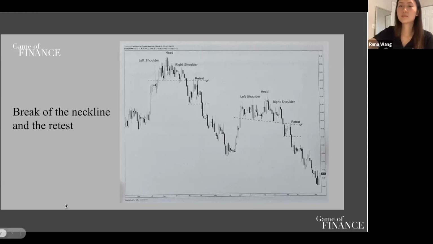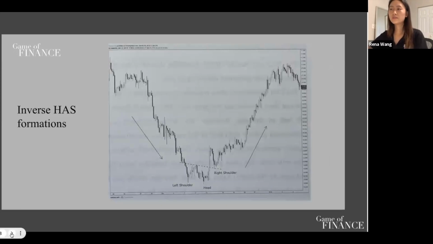Okay, so now that we have learned about retest, we're going to cover the inverse head and shoulders. But first, if you guys have any questions, because that was a lot. Amy was wondering if you guys have any questions.